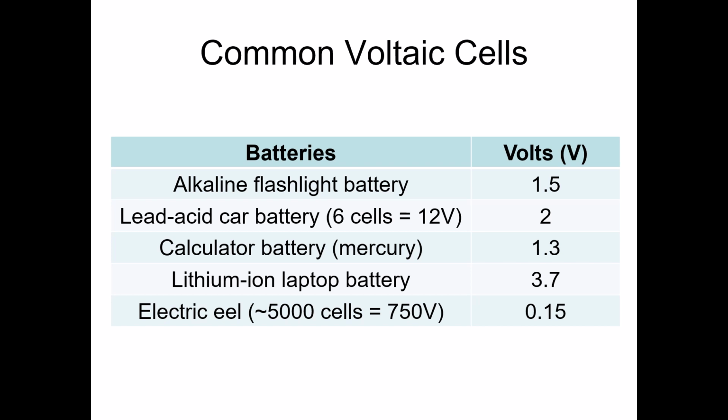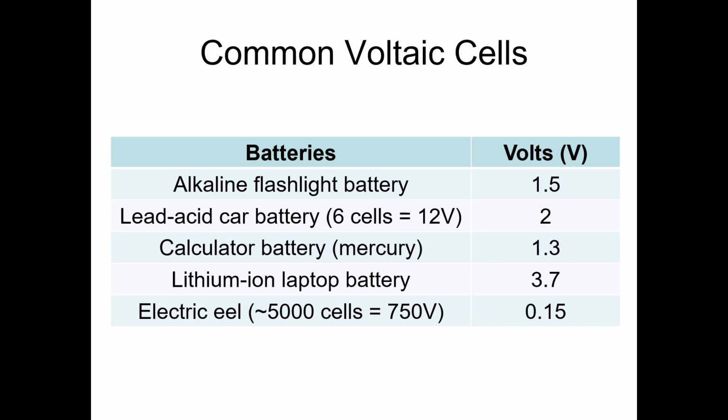Here are some examples of voltage going through different voltaic cells or batteries. You're probably familiar with the alkaline batteries like AA, AAA, C, D batteries that you might put into a flashlight or a radio or a remote control. We also have 12-volt batteries that are lead-acid batteries to run cars. Your 12-volt battery is not really one cell, it's actually 6 cells that run 2 volts each. They're just run together.